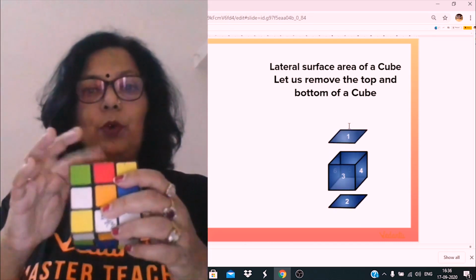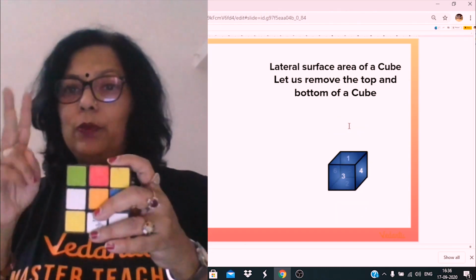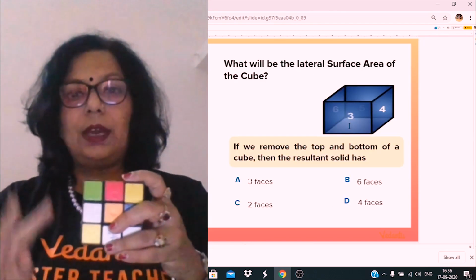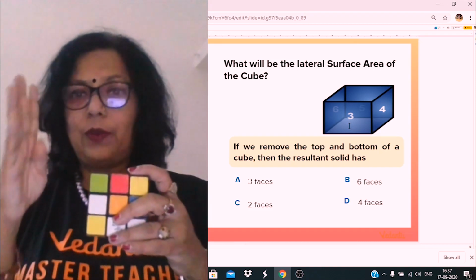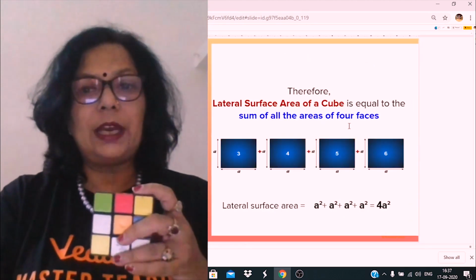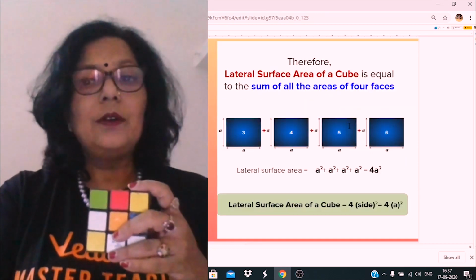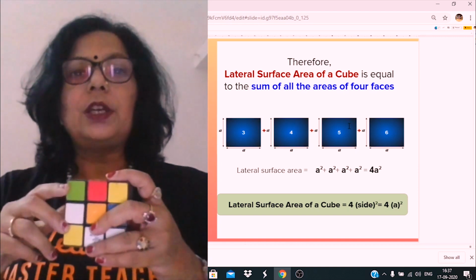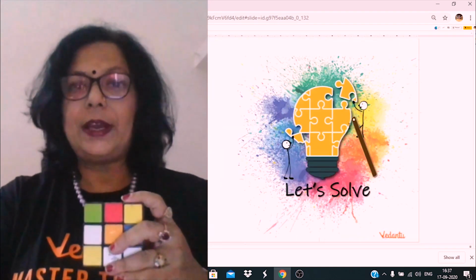Now comes lateral surface area of a cube. Lateral surface area means you remove the top and bottom, means you remove one a square and the other a square. So you remove two a squares from 6a square. So how many you will get? Area of the four faces. If we remove the top and bottom, you will have to find the area of the four faces. And each face is same. So what will be the area of the four faces? It will be 4 times a square, that is 4a square. So therefore, lateral surface area of a cube is equal to sum of all the areas of four faces.